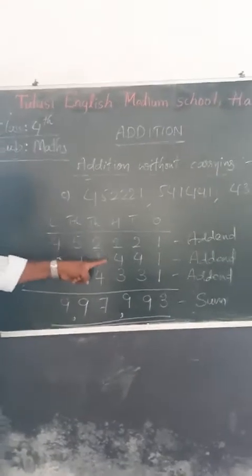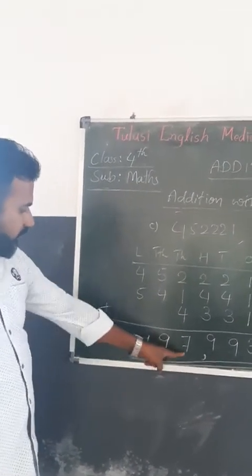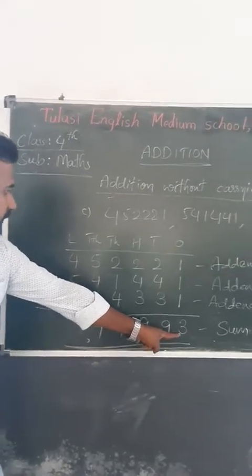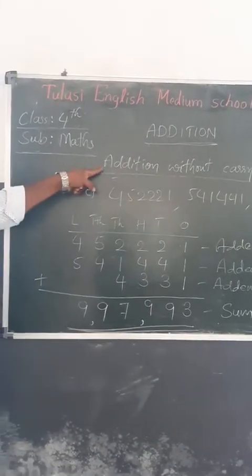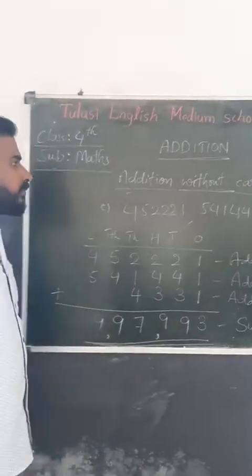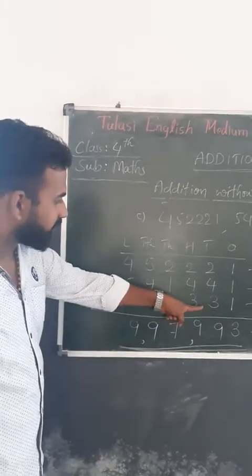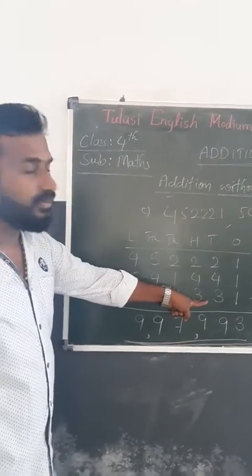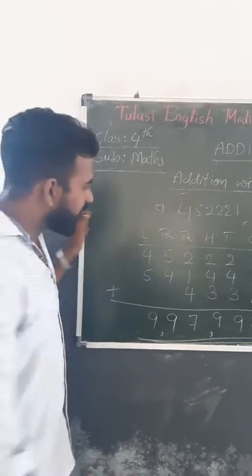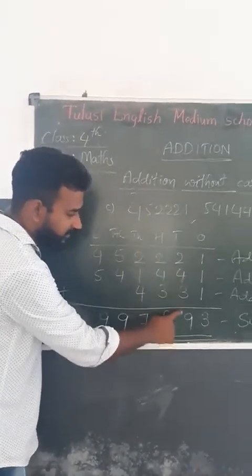When we added these three addends, we got this sum, 9,97,993. This is addition without carry. So we did not take any carries here. When will we take carry? When we add the numbers and get more than 9.